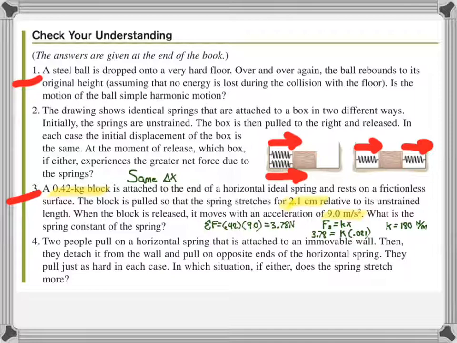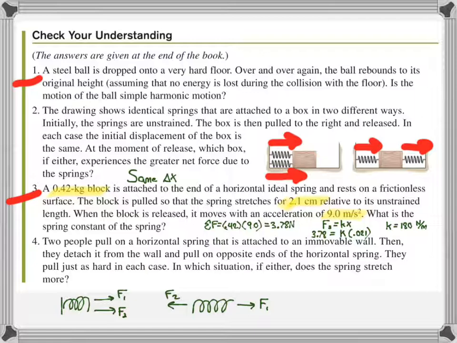Alright, so we're at the last question. It says 2 people pull on a horizontal spring that is attached to an immovable wall. Then they detach it from the wall and pull on opposite ends of the horizontal spring. They pull just as hard in each case. In which situation, if either, does the spring stretch more? The spring actually stretches much more when they're working together. If we imagine a spring attached to the wall and 2 people pulling together, and then the same spring with people pulling in opposite directions, we're made to think that since F1 and F2 are just pulling on it, they should stretch the same amount.